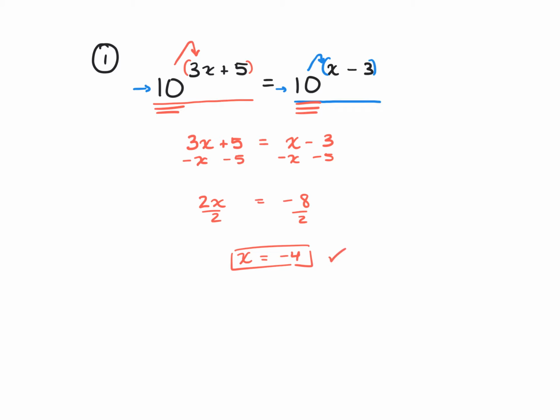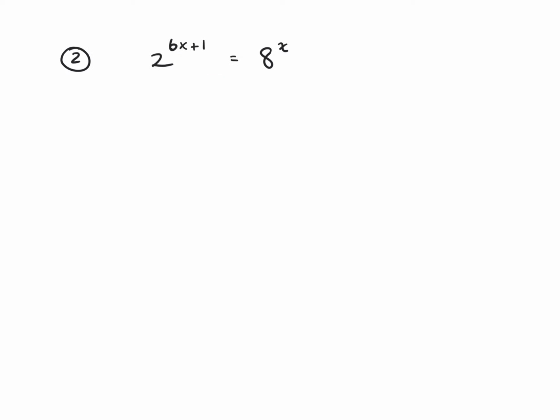All right, so let's go on to another example. So what makes this one a little bit more challenging? So notice that this is a base 2, and this is base 8. So you can't just go 6x plus 1, okay? 6x plus 1 does not equal x in this case, okay? So they're not equal to each other because their bases are different.